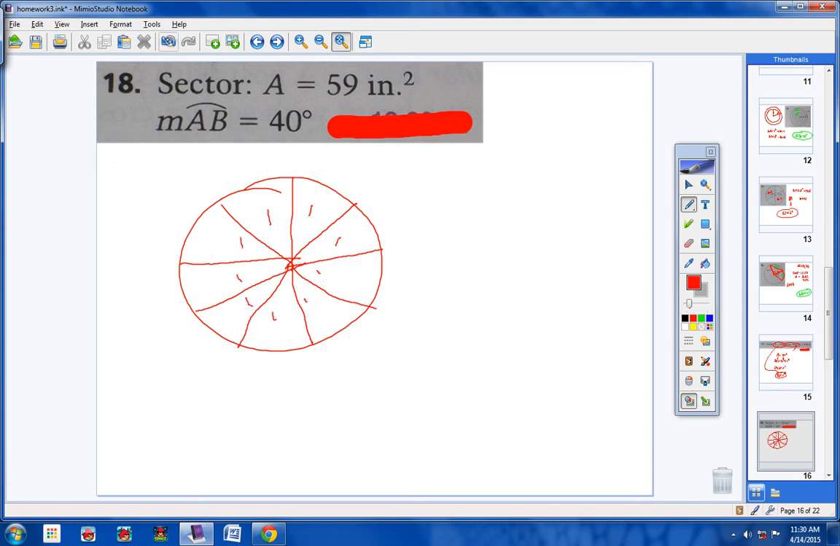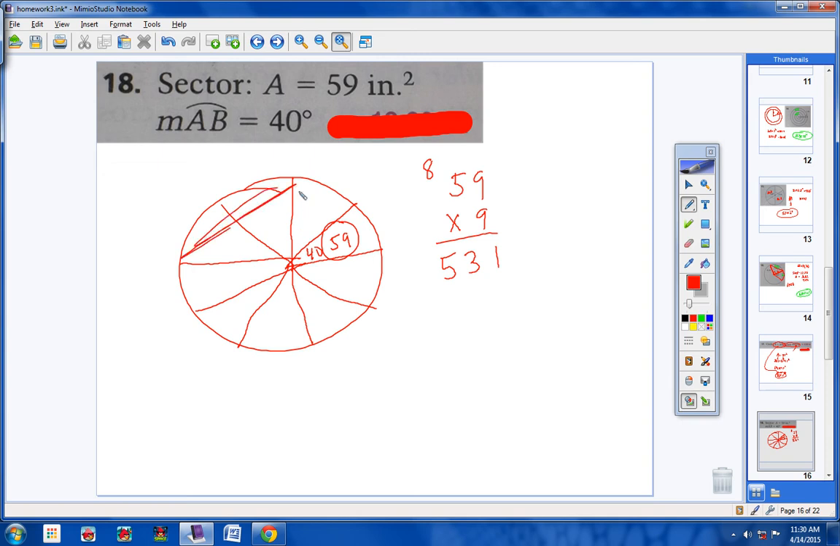There we go. So what I'm trying to show you is if your central angle is 40, then you can get 9 of these all the way around. How do I know that? Because 40 times 9 is 360, and from here all the way to here is 360 degrees. So if one of these areas is 59, then take 59 times what? 9. And that'll give you the area of the whole circle. 59 times 9 of these gives you the area of the whole circle. So the area of the whole circle is 531.